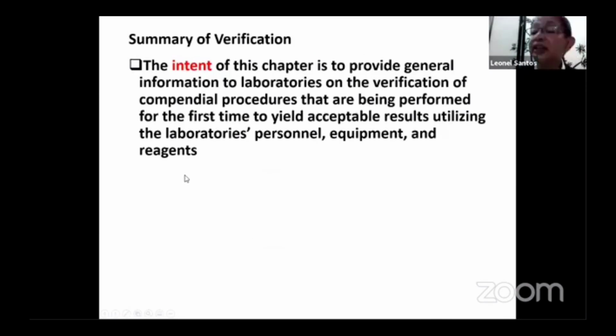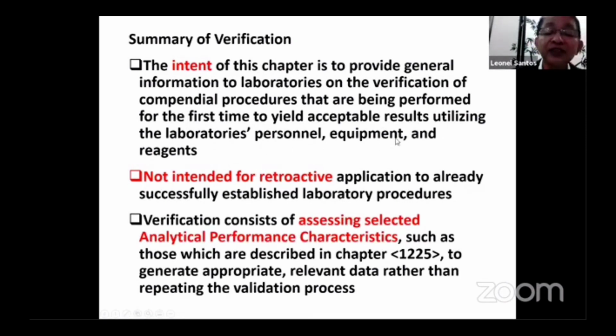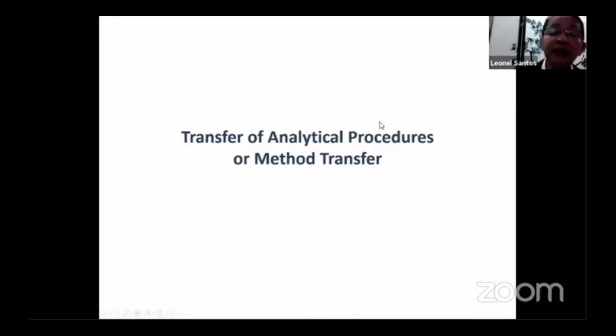So to summarize verification, the intent of this chapter is to provide general information to laboratories on the verification of compendial procedures from USP that are being performed for the first time, so as to yield acceptable results. It is not intended to be retroactive, meaning if you have done it for the first time, you don't have to keep on doing it. And also verification consists of only selecting the analytical performance characteristics as opposed to doing everything in general in validation. Finally, the last part would be the transfer of analytical procedure or method transfer.